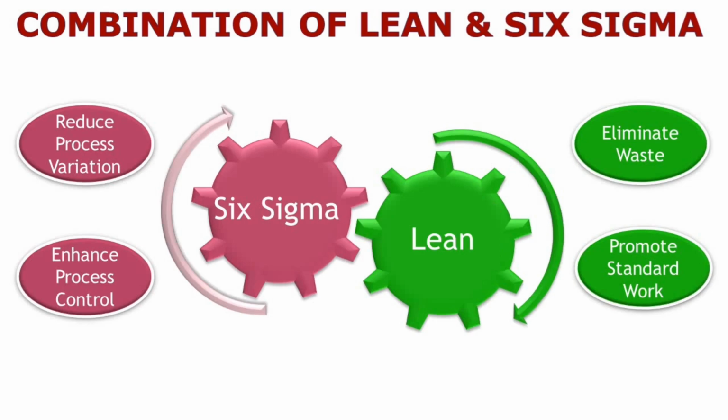We get a comprehensive approach that not only improves process quality but also makes processes more efficient. It's like the perfect blend of precision and efficiency, where every step counts and waste is minimized. This combination often involves techniques like value stream mapping, which helps us visualize and optimize the entire workflow. So, while Six Sigma ensures we hit the target consistently, Lean ensures we do it with maximum efficiency.